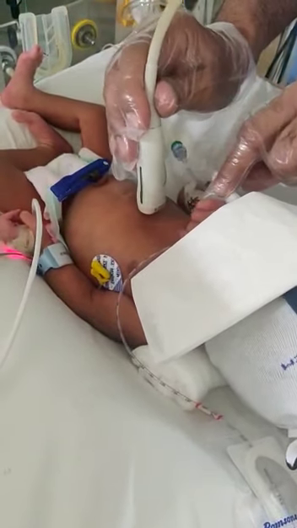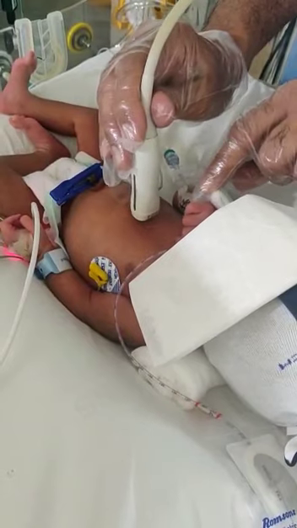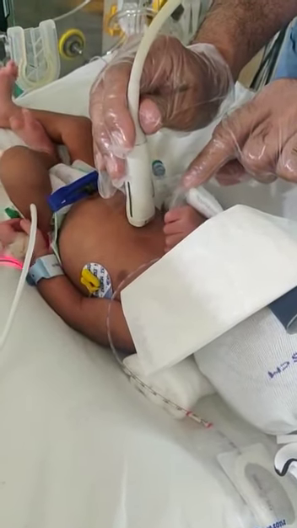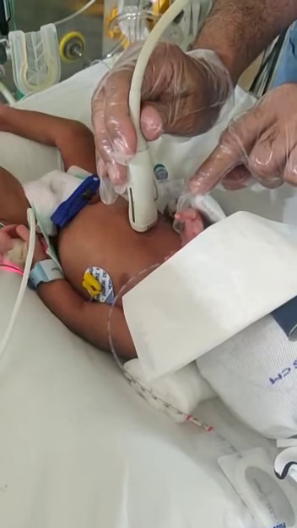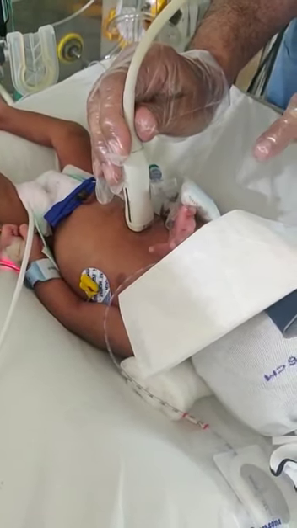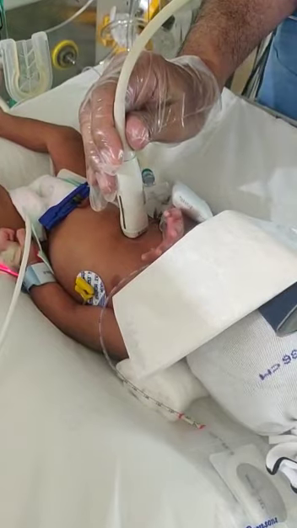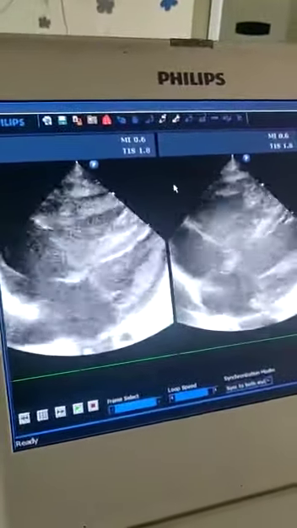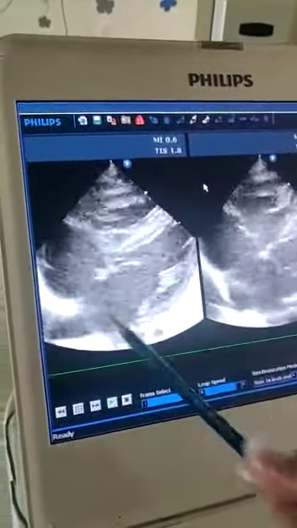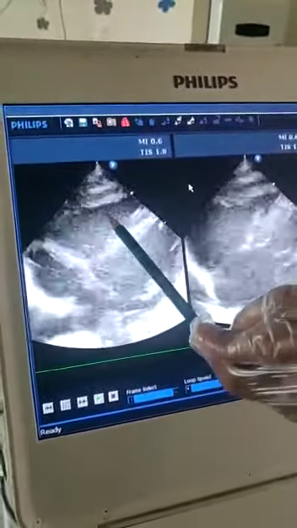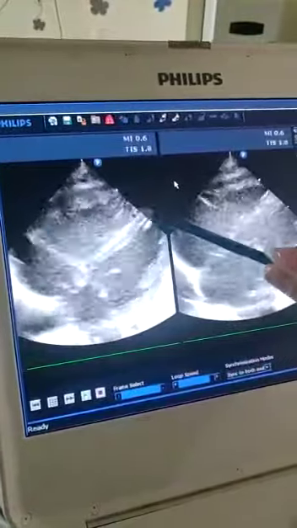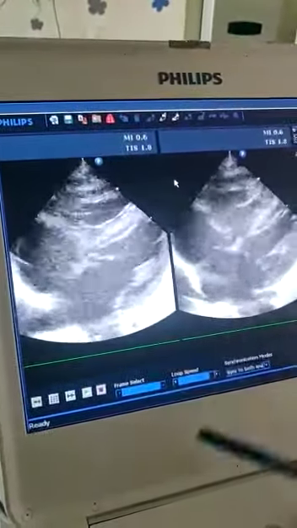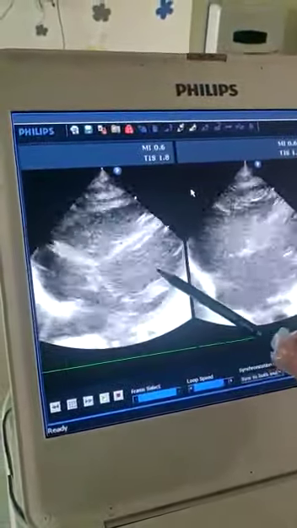This is the subcostal coronal view to appreciate the four-chamber view. The four-chamber view is important to demonstrate the hypertrophy of the right ventricle. You can appreciate it on the screen here. So this is the moving image of the four-chamber view. You appreciate the right atrium, right ventricle. See here, the right ventricle is hypertrophied, and there is concentric hypertrophy of the right ventricle. This is the left atrium and left ventricle.